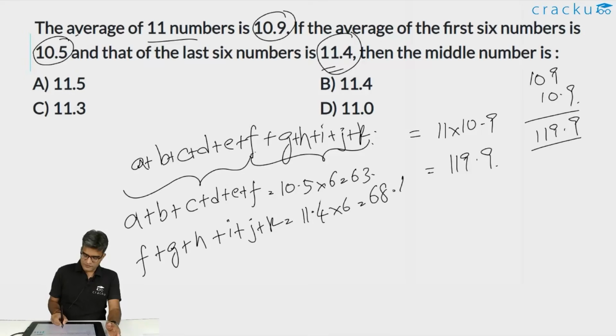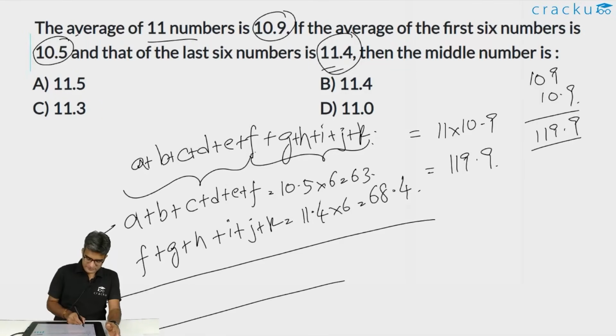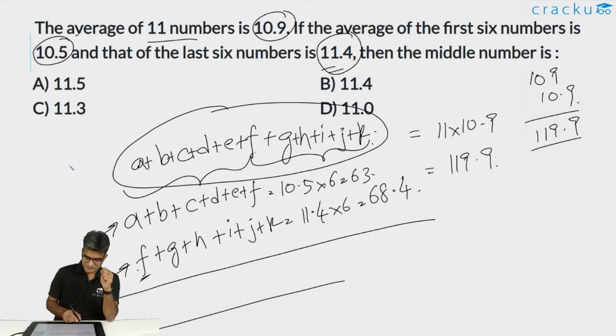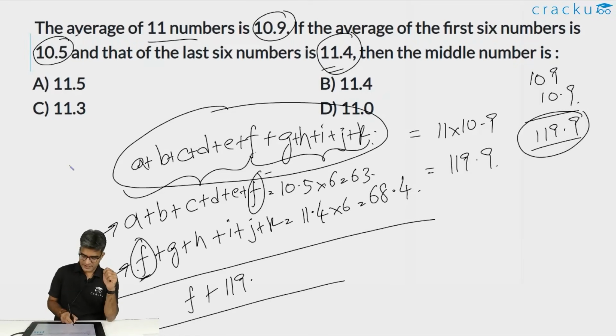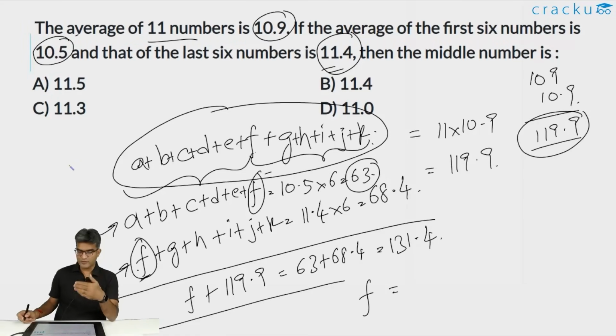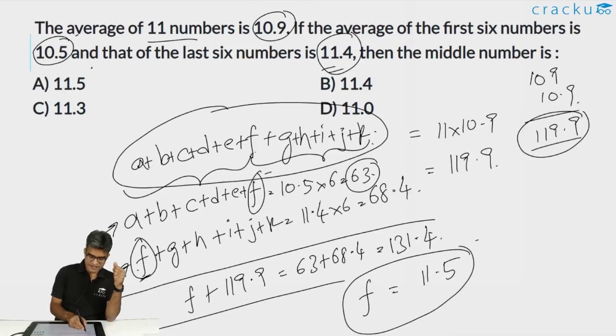So the sum of the last 6 terms will be 11.4 into 6, which is equal to 68.4. If you are adding both of them, you are going to get A plus B plus C plus D plus E plus F plus G plus H plus I plus J plus K, that is, this sum, plus F, which is repeated 2 times. So F plus this sum, and this sum is equal to 119.9, is equal to 63 plus 68.4, which is equal to 131.4. So the value of F is equal to 131.4 minus 119.9, which is equal to 11.5. So the correct answer is option A.